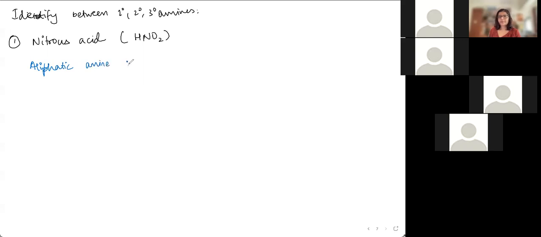So aliphatic primary amine. If I make it react with RNH2 and HNO2. HNO2 in this case is prepared in situ, meaning in the reaction itself, by taking sodium nitrite plus HCl. So HNO2 will come from here. So when you make it react, you get a diazonium salt.